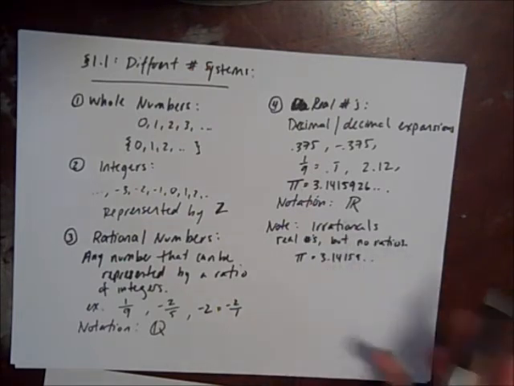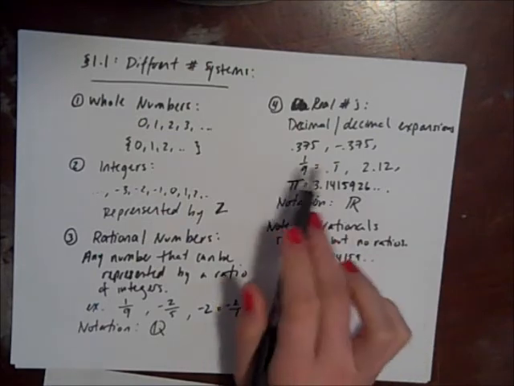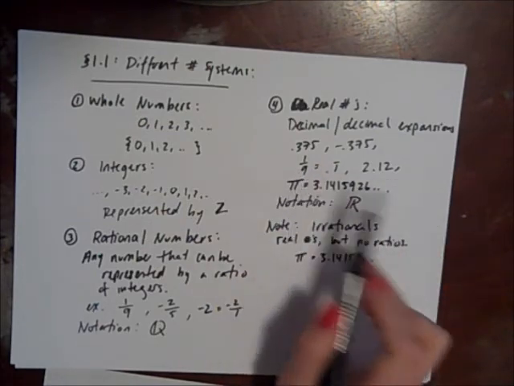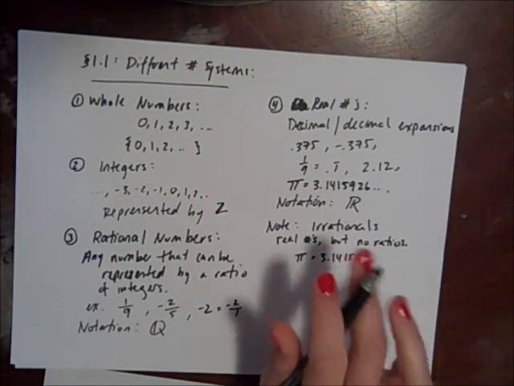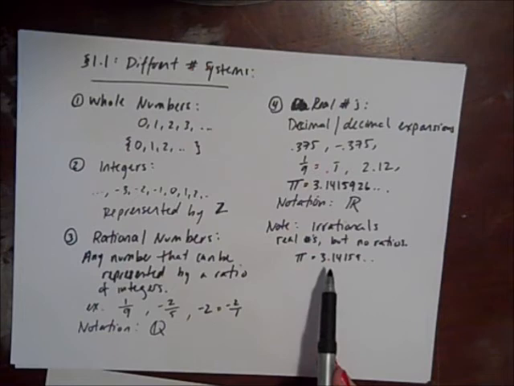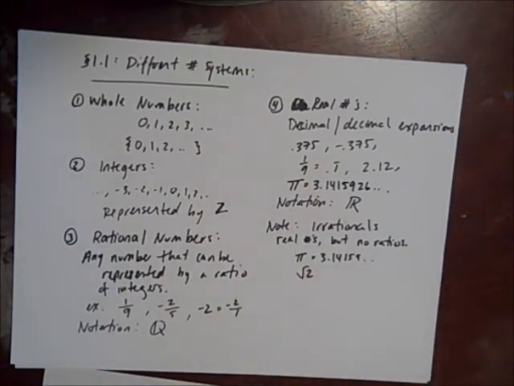Now, as a kind of a converse to that, 0.1 repeating, even though that is an indefinite decimal, I can write it as a fraction, so therefore it is rational. So irrationals just mean I can't put it in the form of a fraction. Another example would be the square root of 2. You can't write that as a fraction.